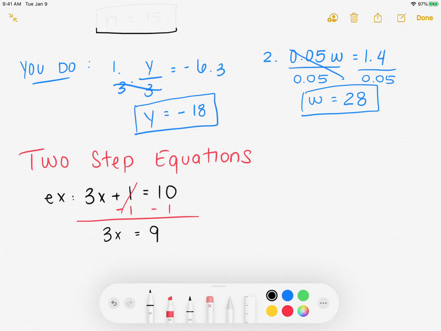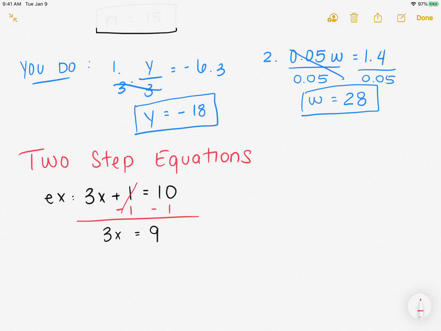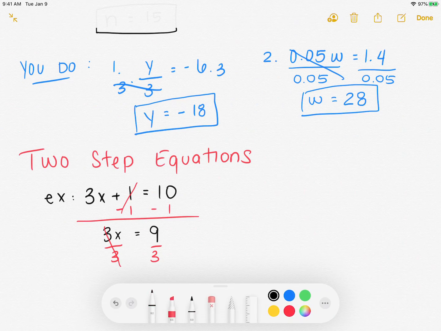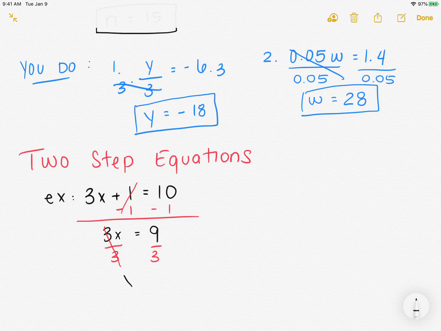And then how do I get rid of that 3? Divide. Divide 3 on both sides. Perfect. And then I divide 3 on both sides. I end up with x equals 3. 9 divided by 3 is 3. If you end up getting a fraction as your answer, you can leave it as a fraction, or you can put it in your calculator and turn it into a decimal. Totally up to you how you want to do that, okay?